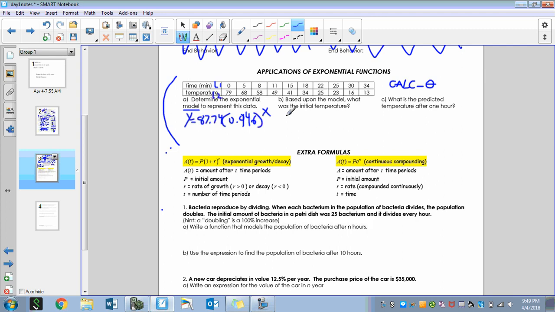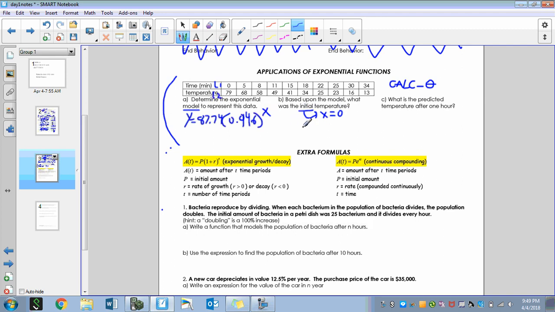Now the follow-up question says, based on the model, what was the initial temperature? Remember, initial means beginning or starting point, and when we're talking about data, that's always referring to when x is 0. It's where you started at the very beginning, so no time has passed, or the length is 0, or whatever context you're speaking within, it's always 0. You start at 0. So what you're going to do is just plug in a 0 for x. That's how you find the initial anything. You plug in 0 for x.